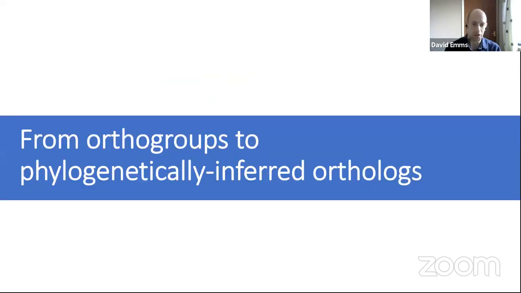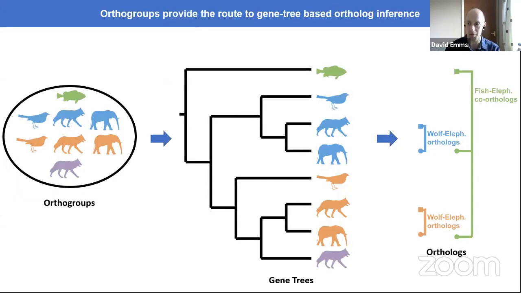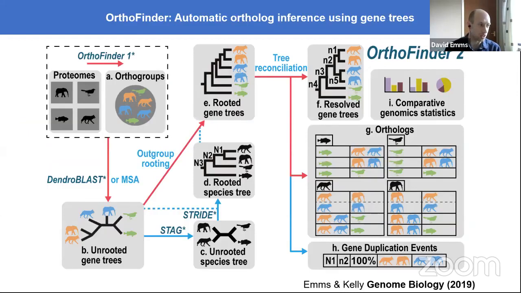But the nice thing about orthogroups is that they provide the gateway to any kind of other analysis you want to do. So really what we wanted to do was say, can we take these orthogroups, infer gene trees for them, and use those to infer orthologs? It sounds quite simple, but in practice, there are a number of things you have to take care of. So this is the pipeline we developed to actually do that.